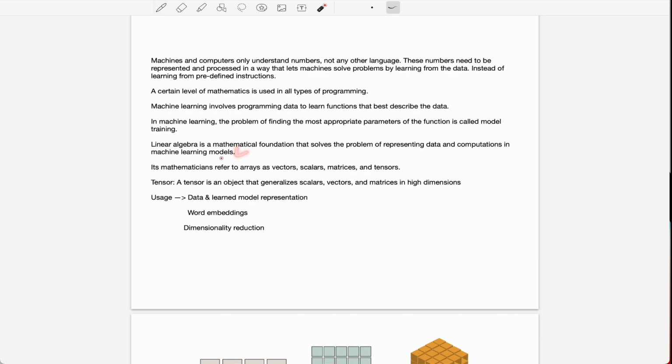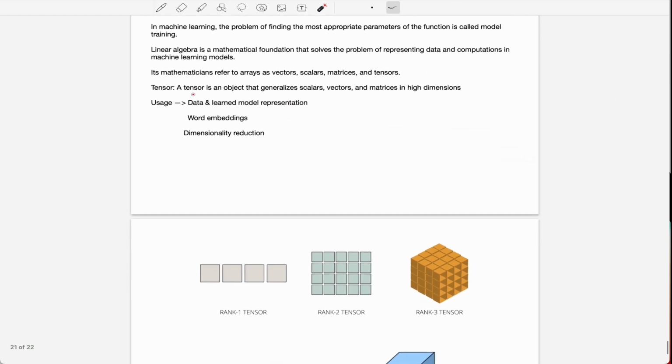Okay, in mathematics these are referred to as arrays, like we have discussed: array, vector, scalars, matrices, and tensor. So what is a tensor? You may wonder what a tensor is. A tensor is an object that describes scalars, vectors, and matrices in high dimensions. It means these are all combined. If the scalar, vector, and matrices are all combined, then that is known as a tensor.